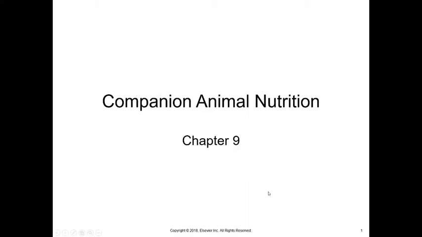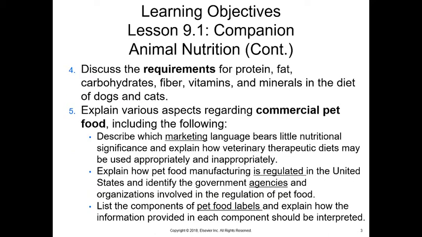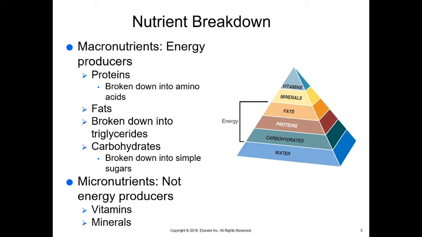Okay, we're going to be talking about Chapter 9 today, Companion Animal Nutrition. There's going to be a lot of information in this chapter. I want you to focus on the key terms, macronutrients versus micronutrients, some building blocks, how things are broken apart, and how we look at all of the different things to make a good decision about nutrition. We're going to talk about what the requirements are, and also what we see in commercial pet foods as well as home cooked, some different feeding protocols based on stages of life, and clinical nutrition as well.